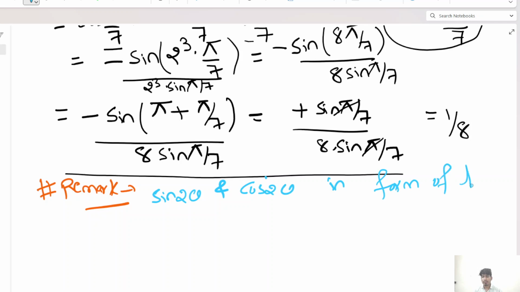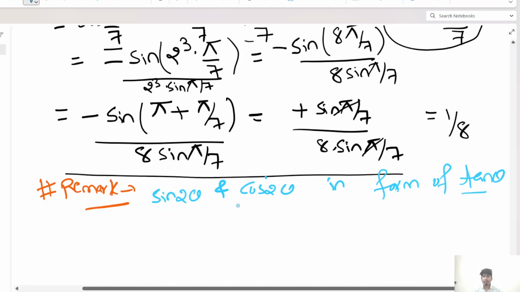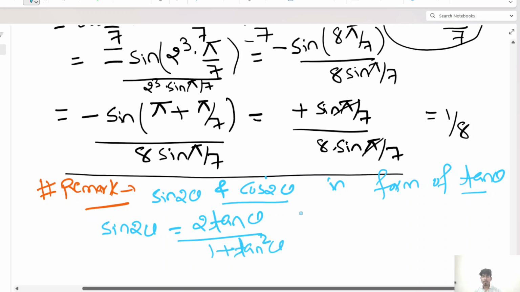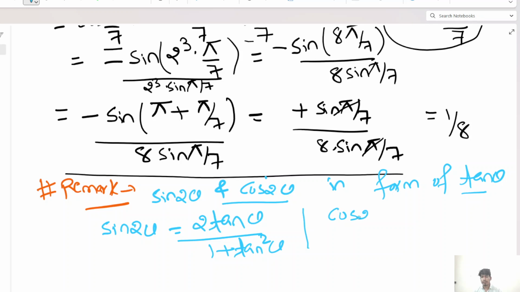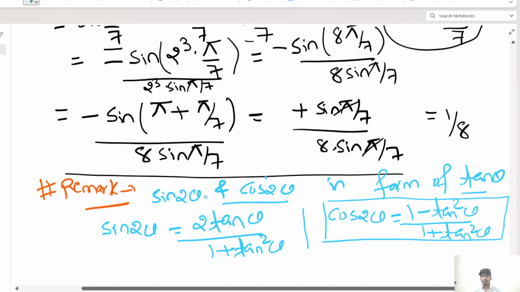Now what is the formula of sin 2 theta and cos 2 theta in tan theta? Sin 2 theta is 2 tan theta upon 1 plus tan square theta. And similarly, cos 2 theta is 1 minus tan square theta upon 1 plus tan square theta. These are two formulas for sin 2 theta and cos 2 theta in the form of tan theta. Now we do a question on this.